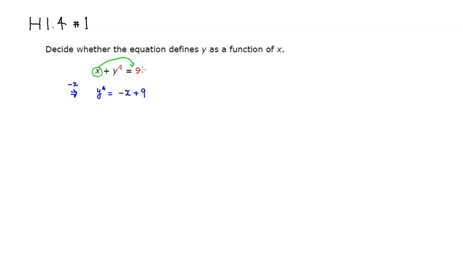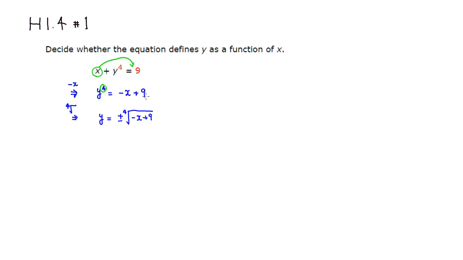Then we need to get rid of the fourth power here, so we can simply take the fourth root. If you take the fourth root here, we know that we're going to get just y. But remember, whenever you take a square root or the fourth root, any even root, you have to consider a plus or minus. Then you have a fourth root of negative x plus 9.